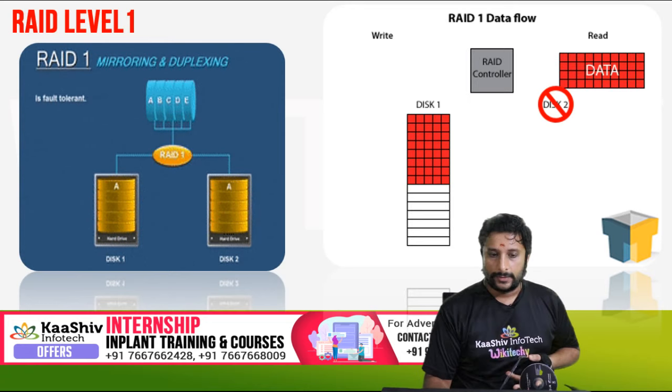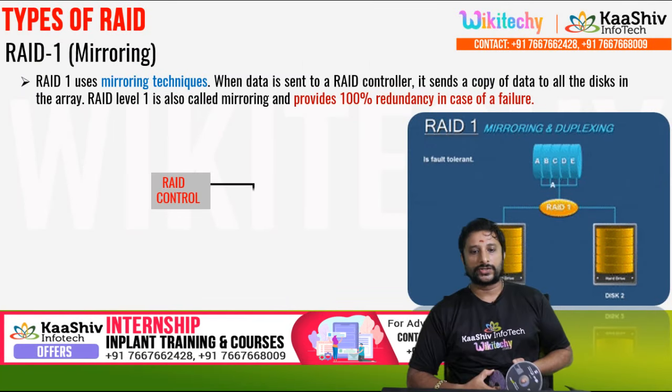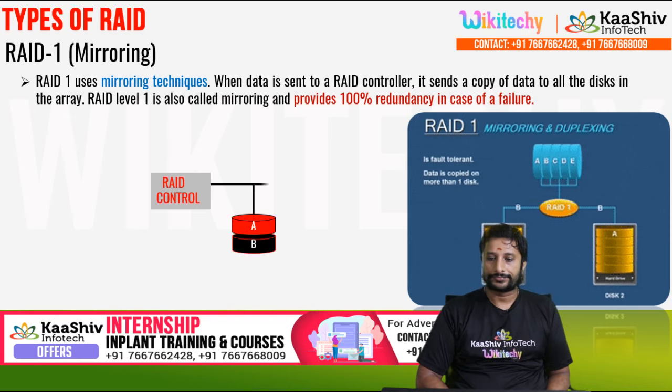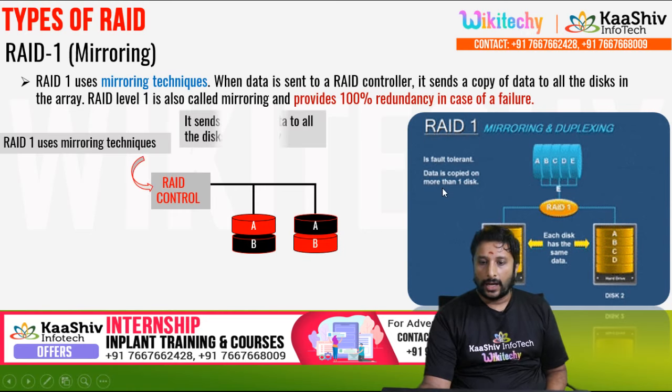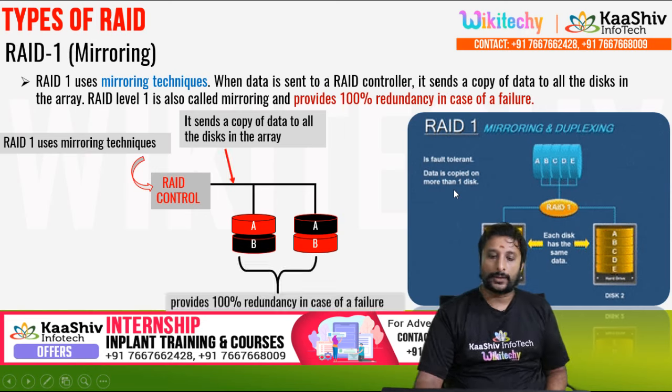That's why it's a mirroring and duplexing model, and you are able to see your RAID 1 here. It's a kind of mirroring technique. That's your RAID 1 method. It's fault tolerant, and data is copied on more than one disk. This is how it's 100% redundancy.